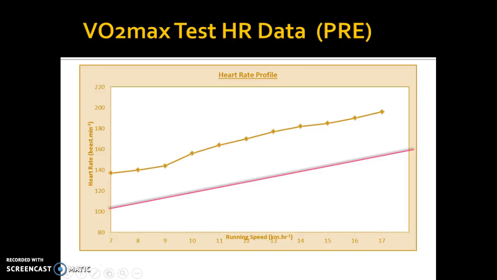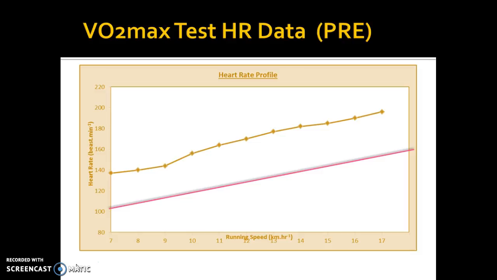Similarly to the VO2 max test line on the other graph we looked at, the line moves down the graph after training to lower values for heart rate from the start of the test to the end of the test, and this gives the person a bigger heart rate range to work within, which means that the person's heart becomes more economical.